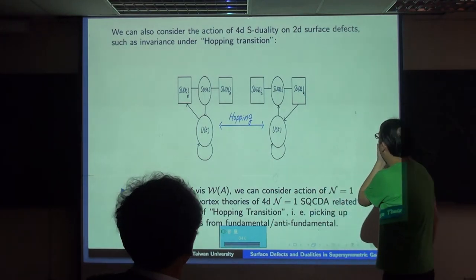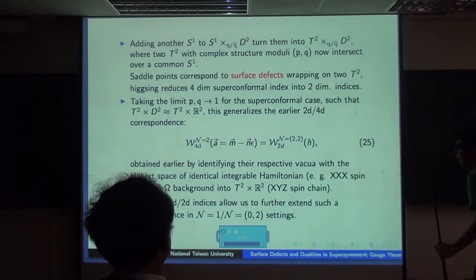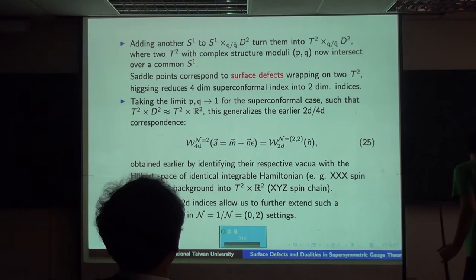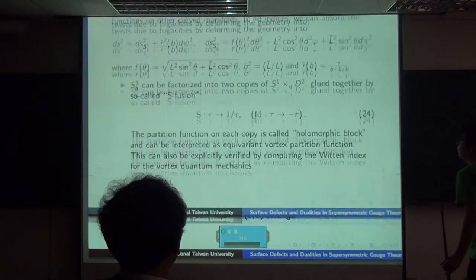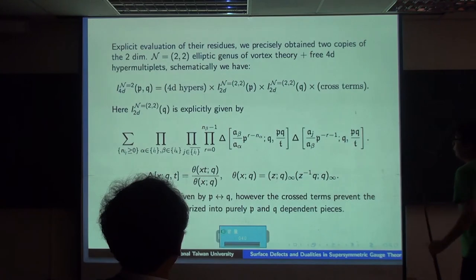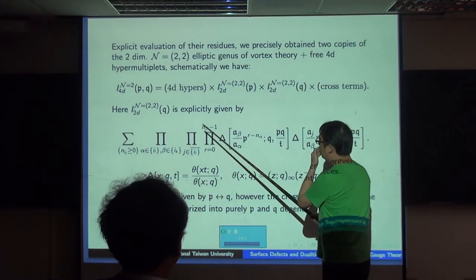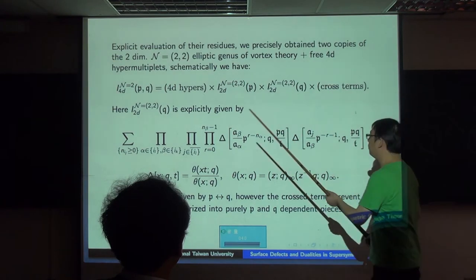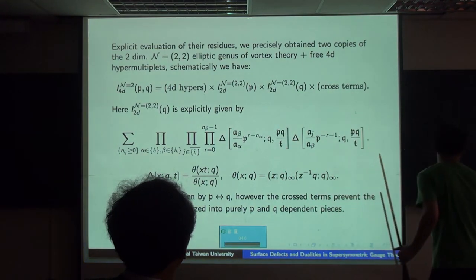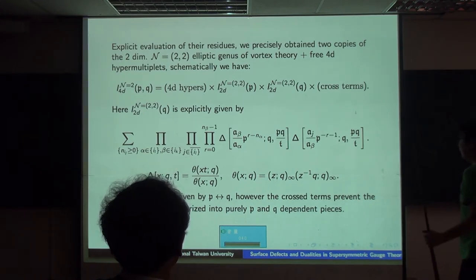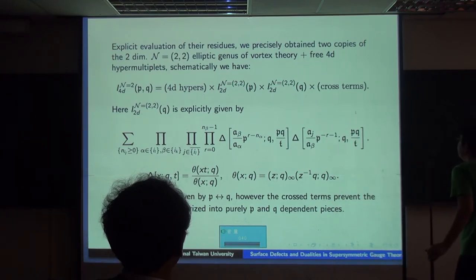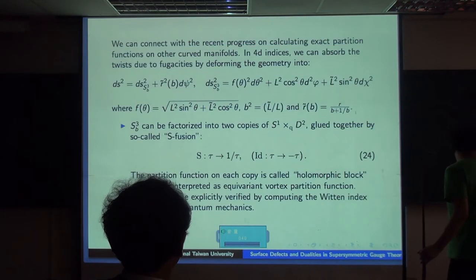So that basically explains the structure of this partition function and why we actually achieve the matching. Another way to put it is that we can really break down our four-dimensional partition function into small building blocks of two-dimensional partition functions for those vortex world-volume theory problems. Okay.